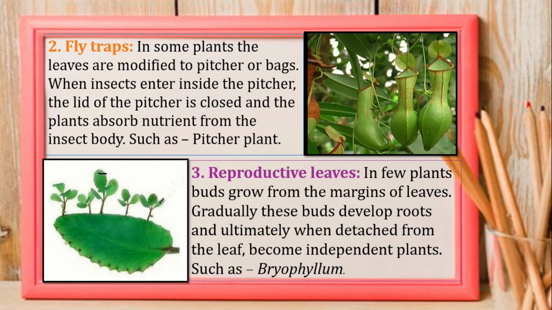Reproductive leaves. In a few plants, buds grow from the margin of leaves. Gradually, these buds develop roots and ultimately, when detached from the leaf, they become independent plants, such as Bryophyllum, and in Bengali it is called Pathorkuchi.